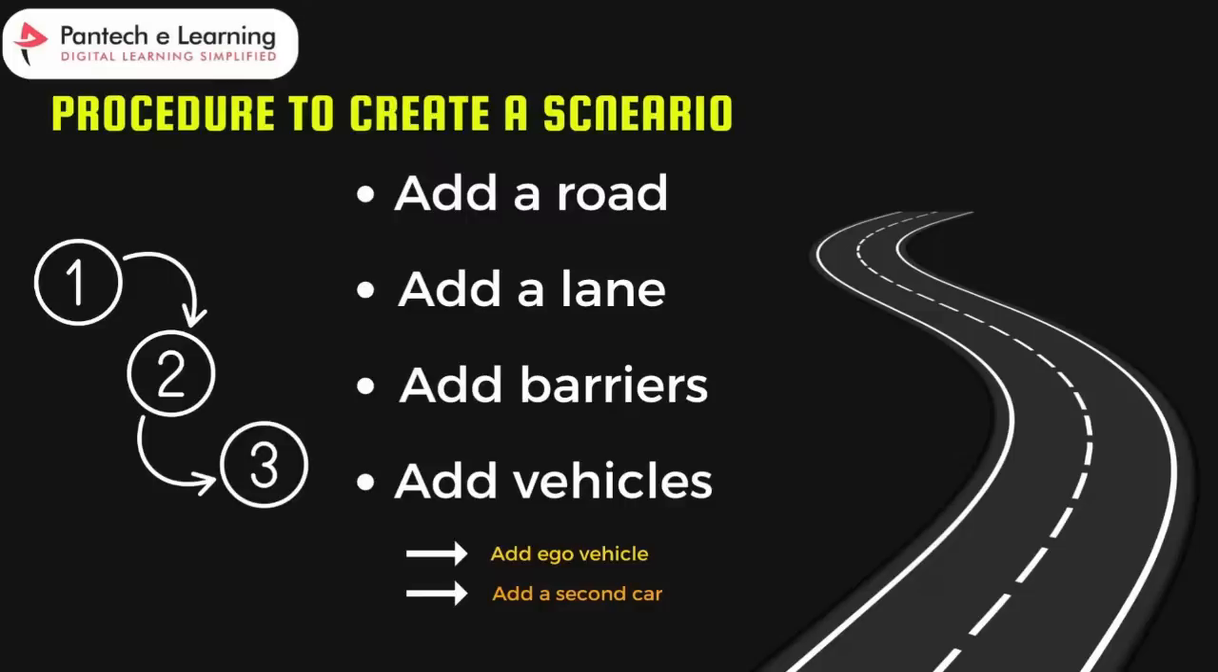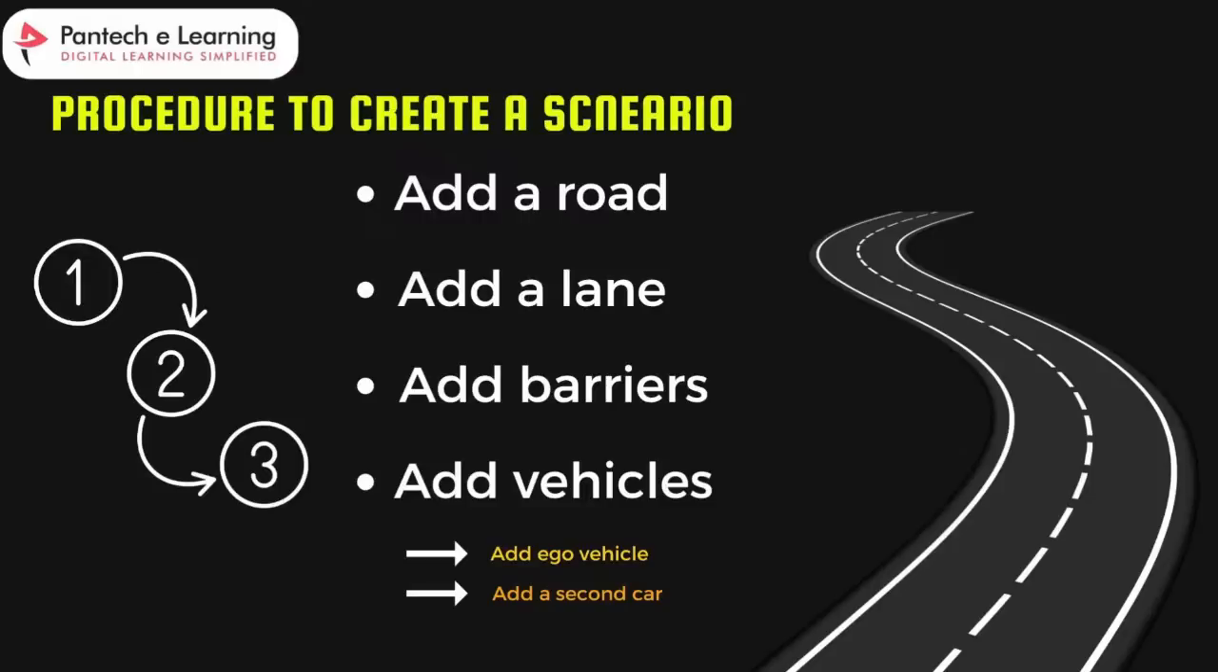So the ego vehicle is the main vehicle, the one that carries the sensors. It represents the vehicle of interest, typically the vehicle controlled or observed in a simulation. So it's often the vehicle for which sensors are configured to gather the data.